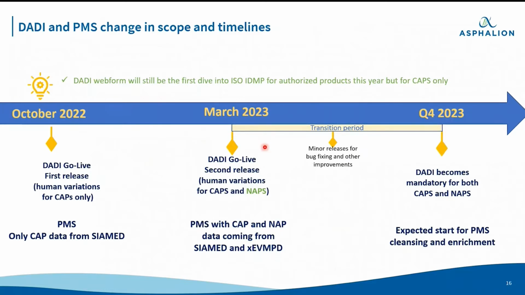Now, it is at this stage in March where the 6 months transition period will start until the use of the DADI web form becomes mandatory for both CAPs and NAPs. And during that transition period, there are some minor releases for bug fixing and other improvements that are expected. As well, when DADI becomes mandatory, in Q4 2023, this is the timeline where it is expected to start the cleansing and enrichment for PMS. But these topics have had a lot of uncertainty and are still under discussion.